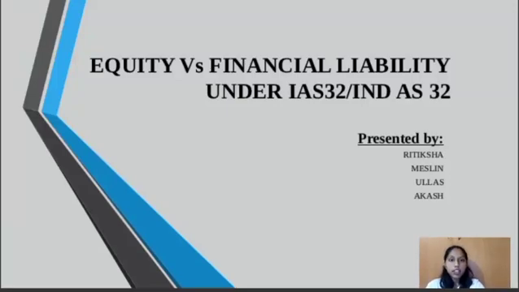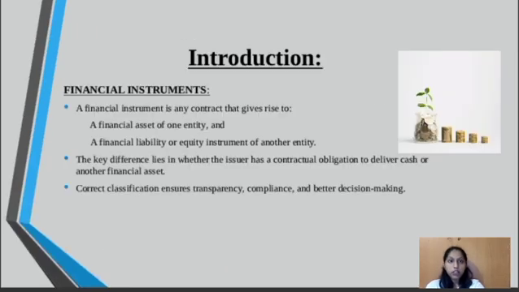Our topic is equity instrument versus financial liability under IAS 32 and Ind AS 32. First, we'll start with the introduction. A financial instrument is nothing but a contract that gives rise to a financial asset of one entity and a financial liability or equity instrument of another entity. The key difference lies in the issuer's contractual obligation to deliver cash or any other financial asset. Correct classification ensures transparency, compliance and better decision making.